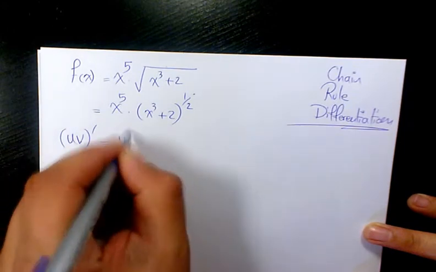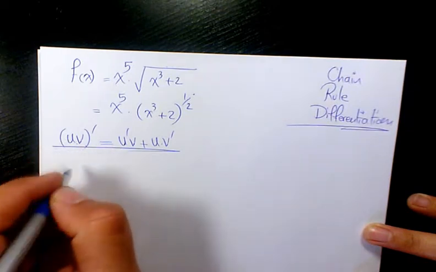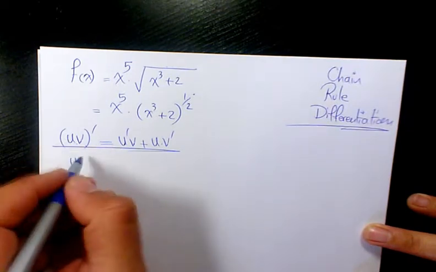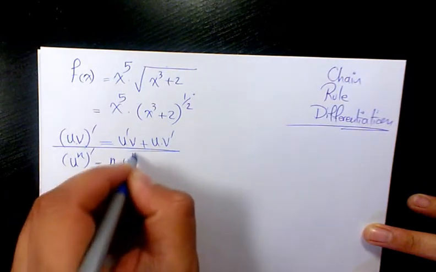So it's going to be u prime v plus u v prime, and on the other hand we have u to the power of n. When you find the derivative, it's going to be n times u to the power of n minus 1 times u prime.